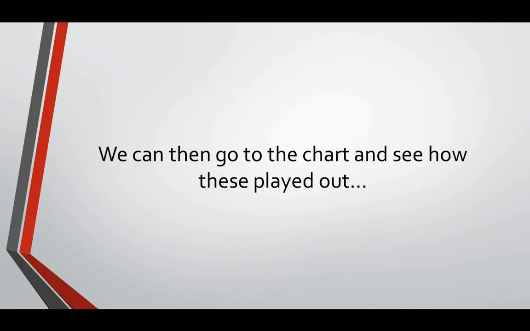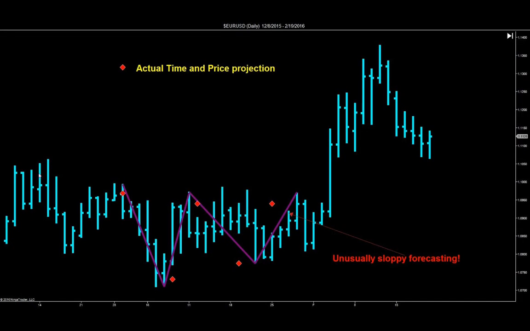We can then go to the chart and see how these played out. Actual time and price projection. And these red diamonds are where the time and price forecast was.